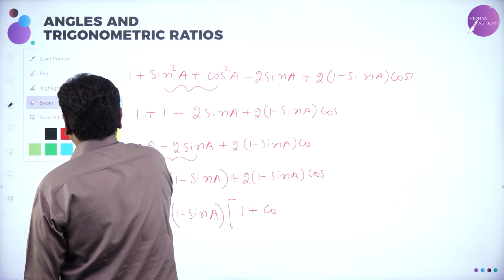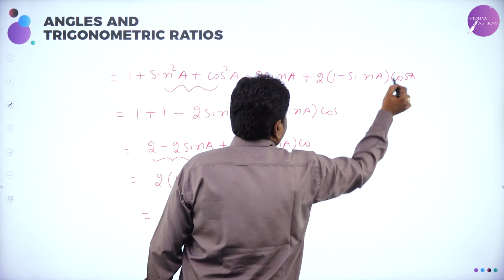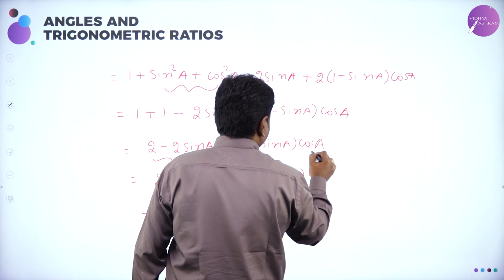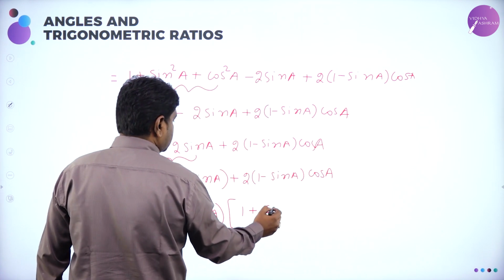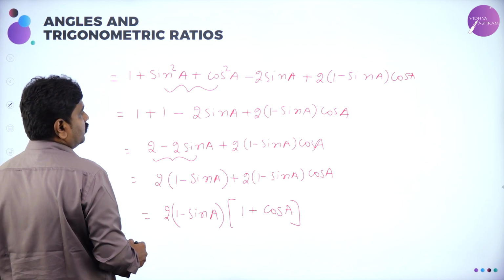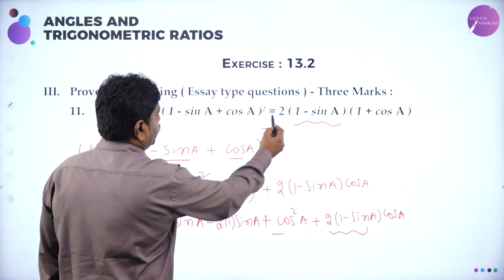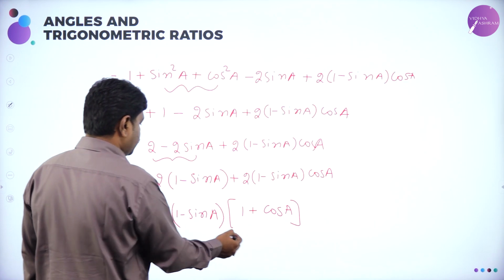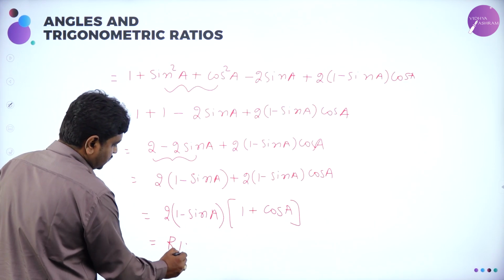The question they gave is A. So here also it is A. Cos A. Now 1 plus cos A. So now what do they want you to prove? Yes, 2 into 1 minus sin A into 1 plus cos A, we got it. This is the RHS, hence the proof.